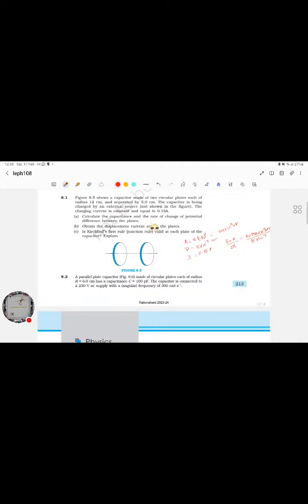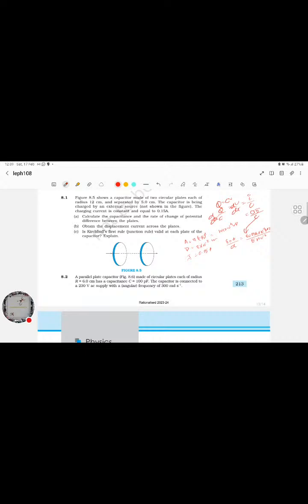Fine. And the rate of change of potential difference: Q is equal to CV, V equals Q by C. Rate of change of potential difference is d by dt of Q by C, and C is going to be constant, which means dQ by dt will give me I, so it's equal to I by C. So it's 0.15 divided by whatever the amount of capacitance I'm obtaining from this particular answer will give me that.